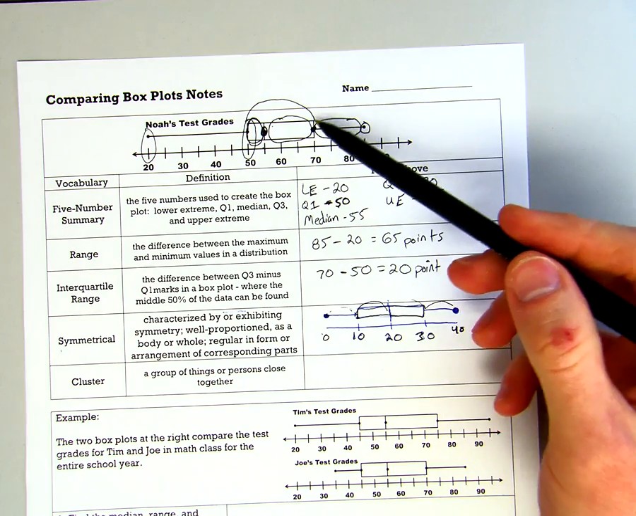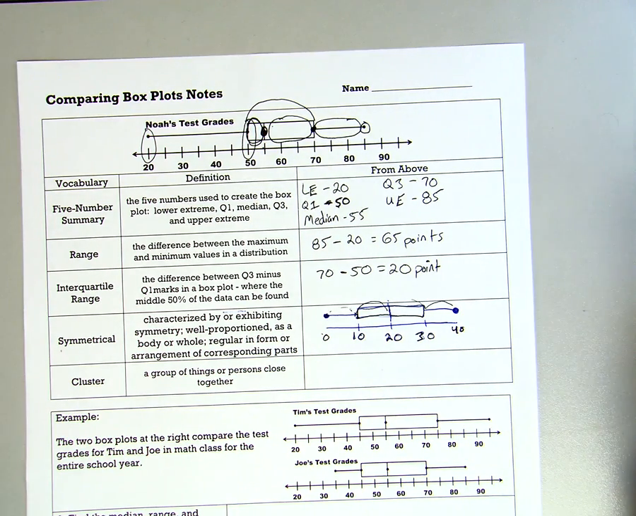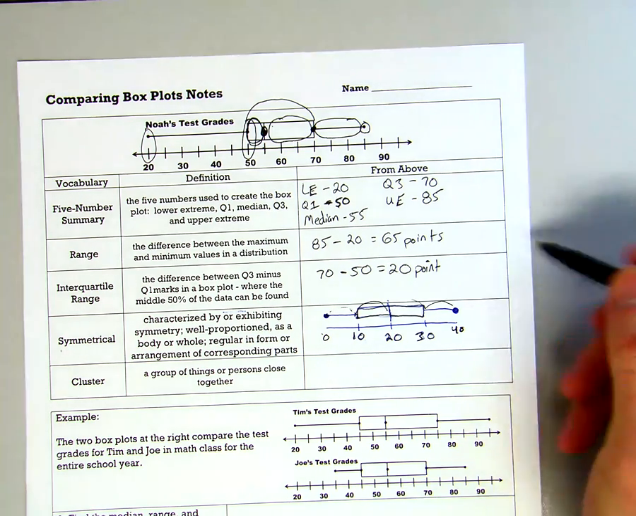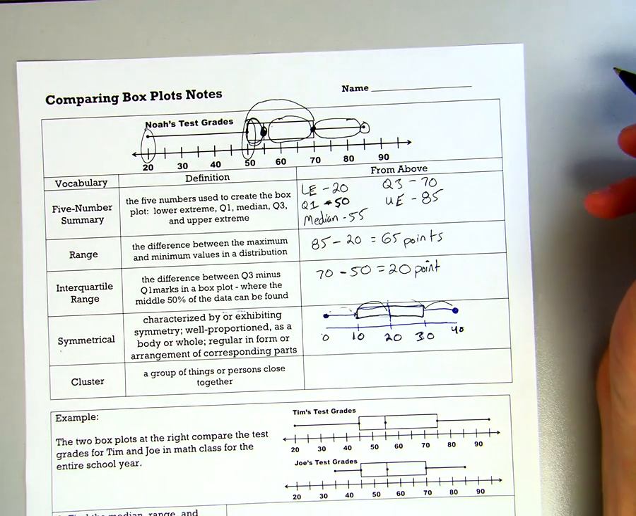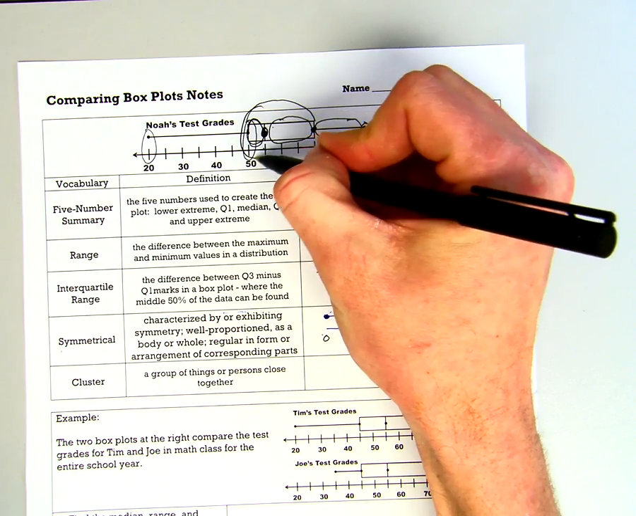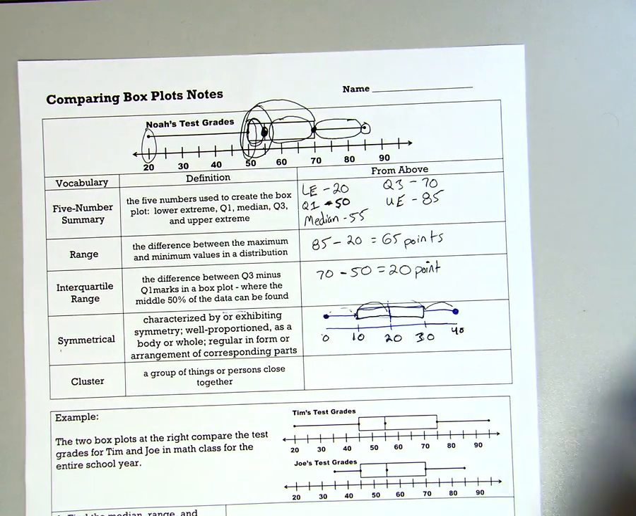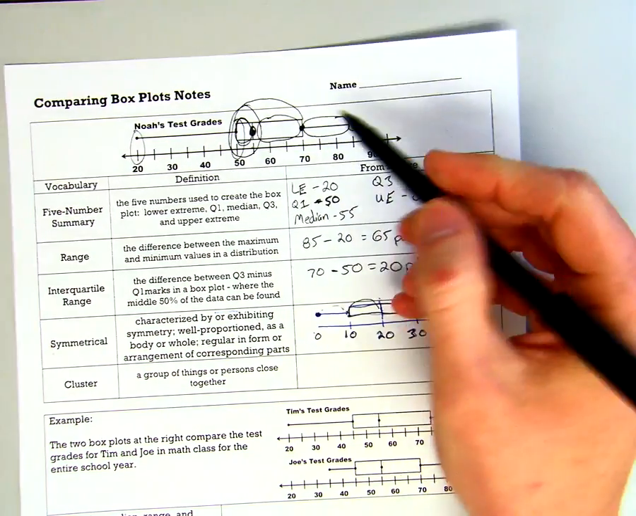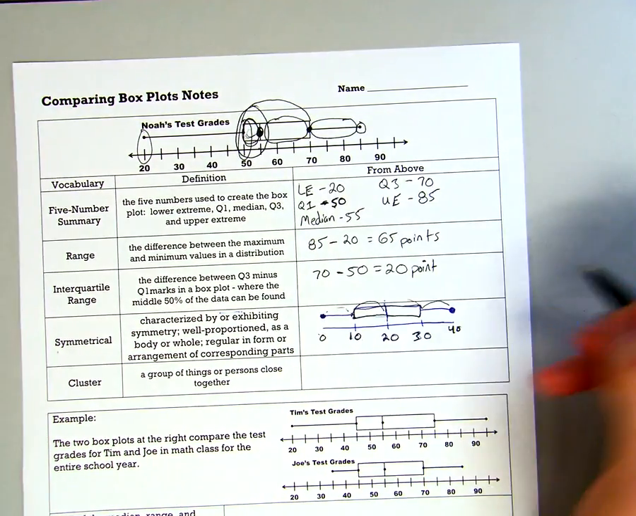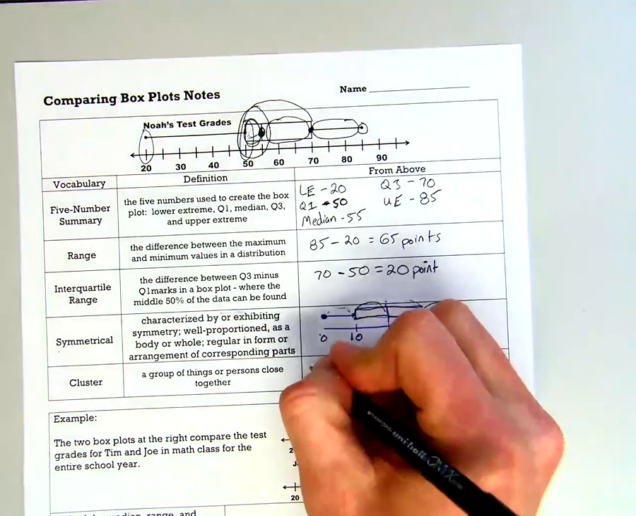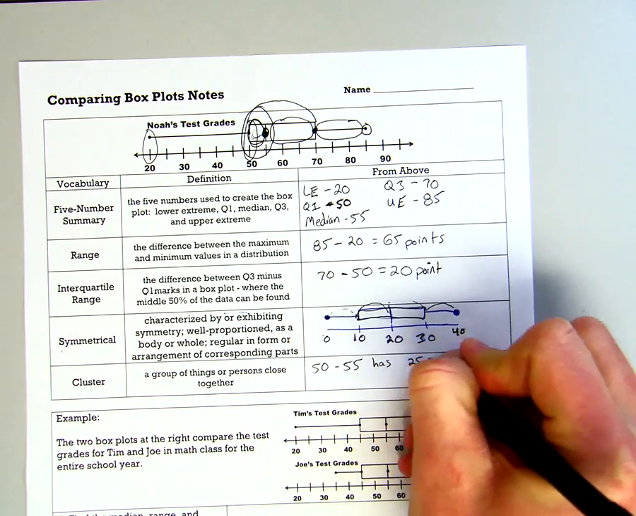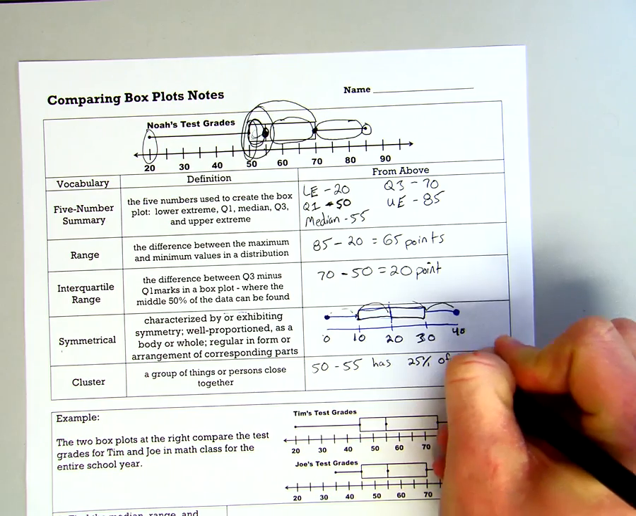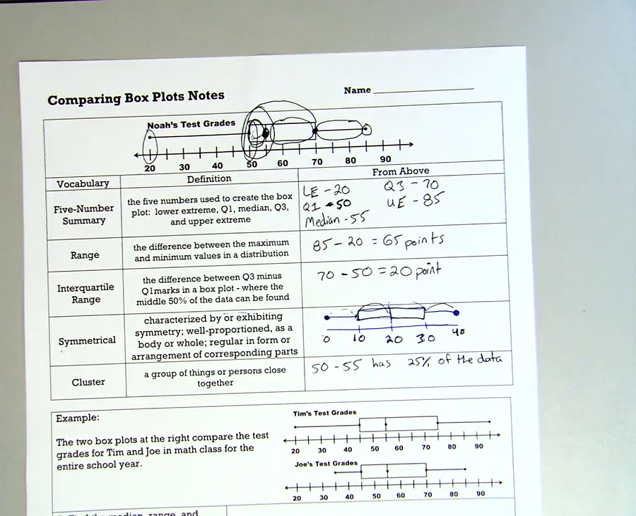If we look at my example up here, I know I've written on here a lot, but this definitely does not show symmetry. There are some areas that have more data points than others, which leads us into clustering. It's a group of things or persons close together. The part where we can see the most clustering is my range right here. This 50 to 55, there's 25% of my data in this little area right here. So that is where I would see some clustering.